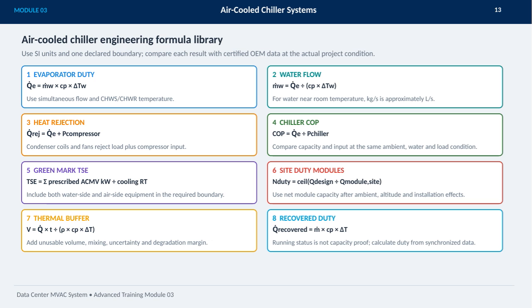The thermal buffer volume is based on the heat duty, time, fluid properties, and temperature differential, with allowances for unusable volume and system uncertainties. Finally, recovered duty is calculated from synchronized operational data to provide an accurate measure of system performance, rather than relying on nominal capacity alone. Each of these formulas is essential for precise design and evaluation of air-cooled chiller systems.